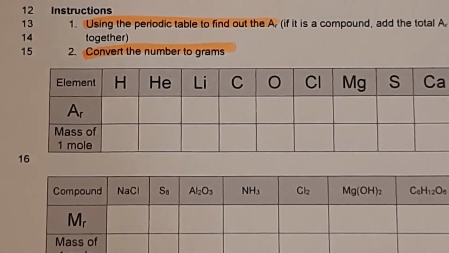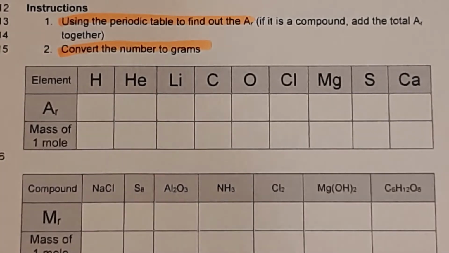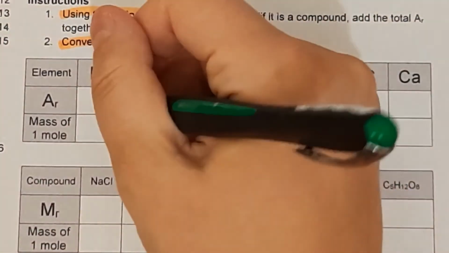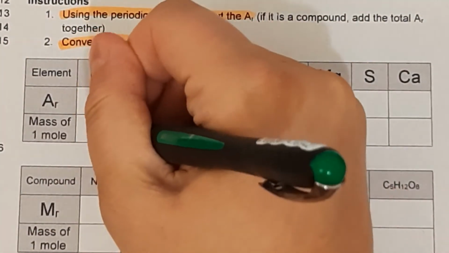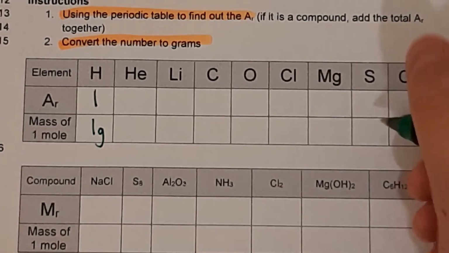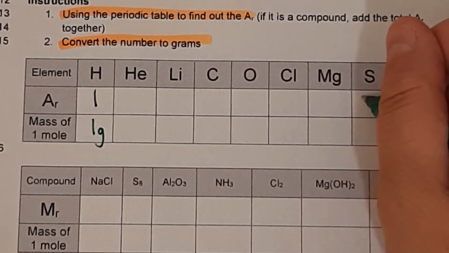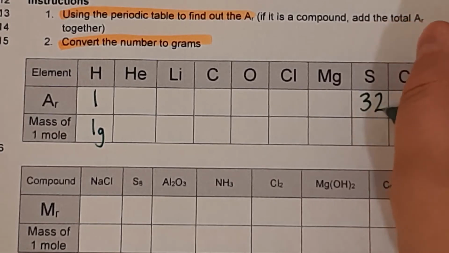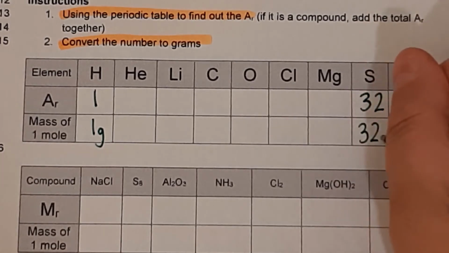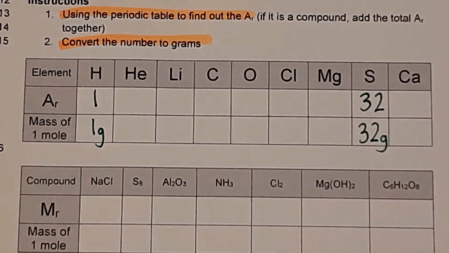Same idea. So for hydrogen, the relative atomic mass is 1, and so the mass of 1 mole of hydrogen is going to be 1 gram. That is literally it. So let's do sulfur. The relative atomic mass of sulfur is 32. So 1 mole of sulfur is going to be 32 grams. It really is that easy.